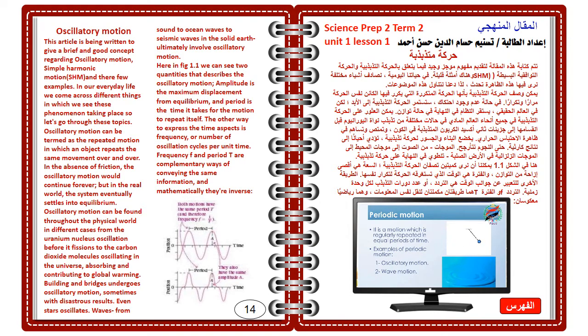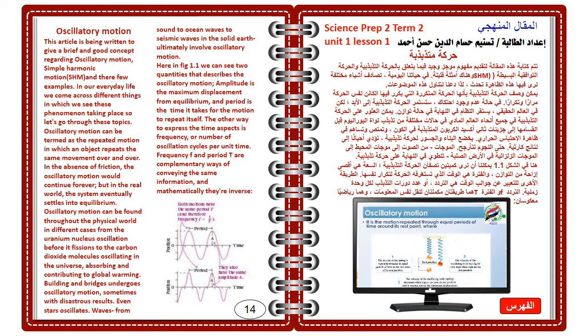It's a motion of an object that's repeated regularly. What's meant by repeated? That it continuously does it. Like heartbeats, it's also periodic motion. Like wave motion, look at the wave, it's repeated regularly. Also like the simple pendulum, it's repeated regularly in equal periods of time. Here we have two examples of periodic motion: one is called oscillatory motion, lesson 1, which is one of the periodic motions, and the other is wave motion.